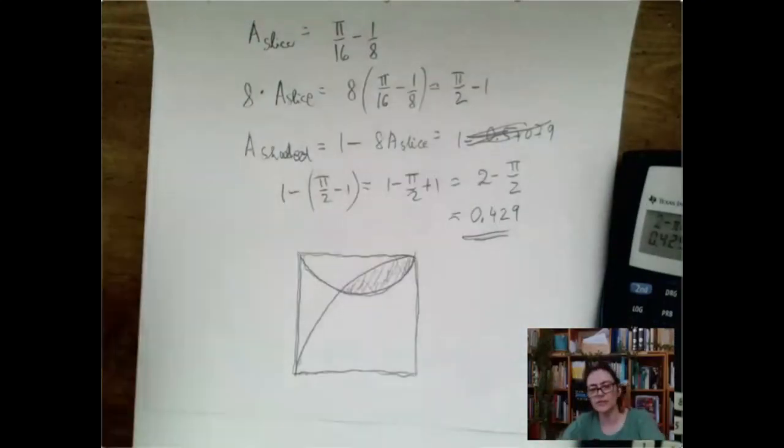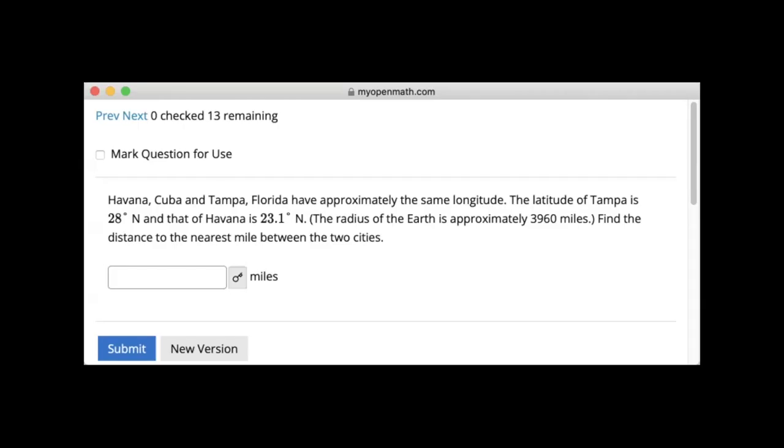So I can show you the other application. Havana, Cuba, and Tampa, Florida have approximately the same longitude. The latitude of Tampa is 28 north, and that of Havana is 23.1 north. There is the radius of Earth. Find the distance to the nearest mile between the two cities. This is a very simple math problem. It's the geography and the convention of what that latitude means that I have to explain. It's not the math.